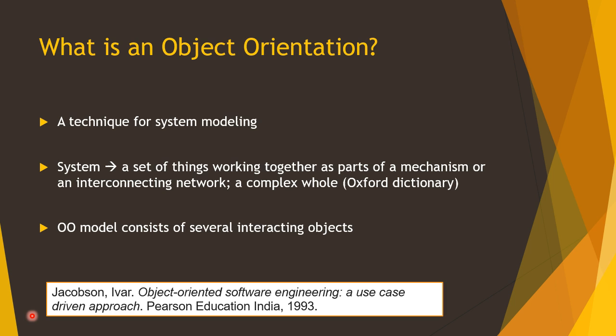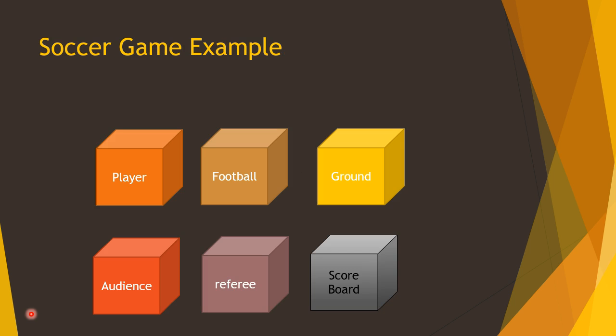Now let me give you an example of object orientation. Consider the example of a snooker computer game. The snooker game is one example of a system. You already know that a snooker game consists of several objects like player, ball, ground, audience, referee, scoreboard, and many more. These are all objects and they interact with each other to perform some useful activity. A snooker game is an example of a system and all these objects are part of that system and they interact with each other to perform some useful activity. Now what is meant by interaction?